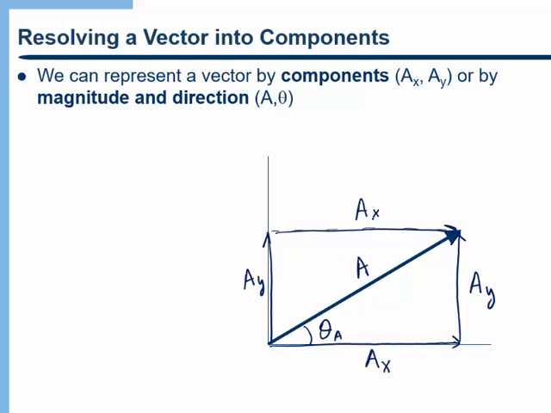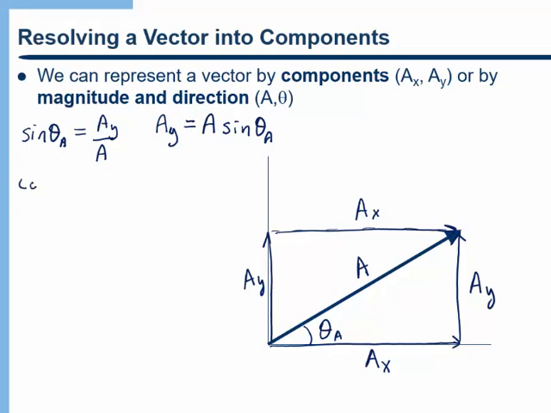Well, if we look at this and use our right triangle trigonometry, you'll notice that since we know that the sine of theta a is the opposite over the hypotenuse, that would be ay over a. Therefore, if we know the magnitude and the direction of a vector and we want to find the y component, we just take the magnitude and multiply by the sine of the angle.